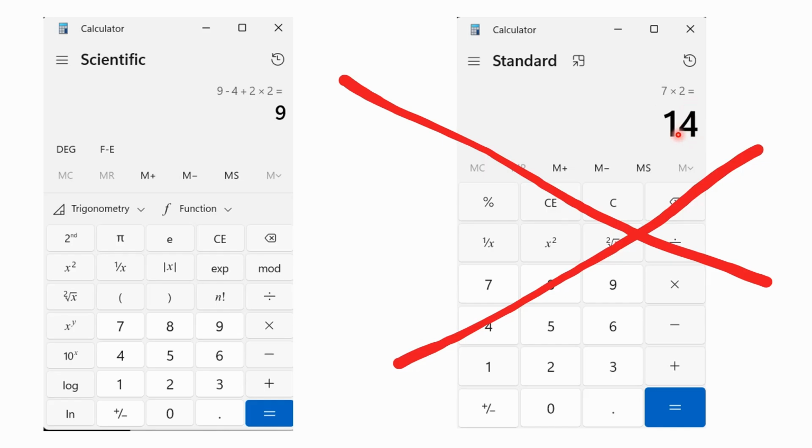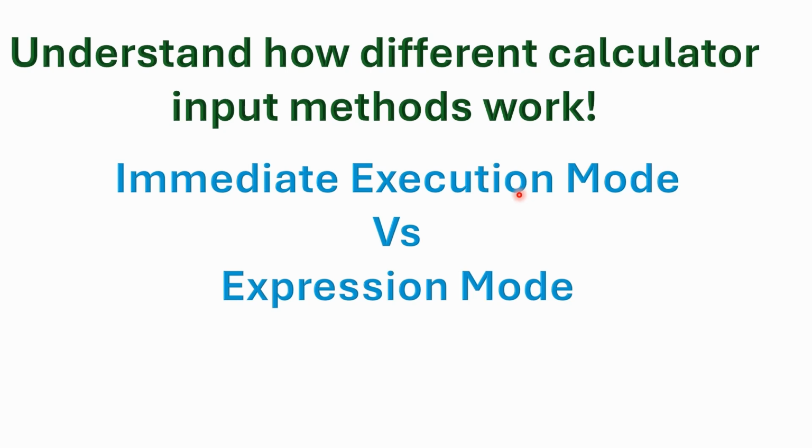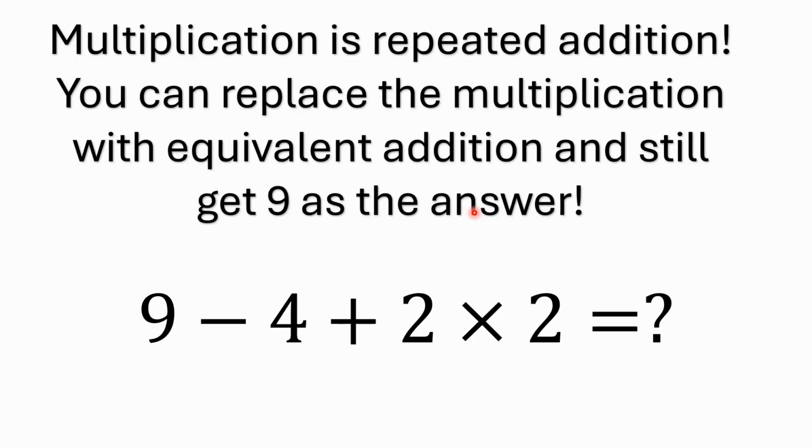Because what happened is, when I type it in on this type of a calculator setting, it takes 9 minus 4, and then immediately solves it as 5, because it doesn't know that I'm trying to type in an entire expression. It's called immediate execution mode. So a lot of people will reinforce an incorrect answer because they don't understand how to use the calculator that they have. So you really need to understand how different calculator input methods work. So again, it's immediate execution mode versus expression mode.